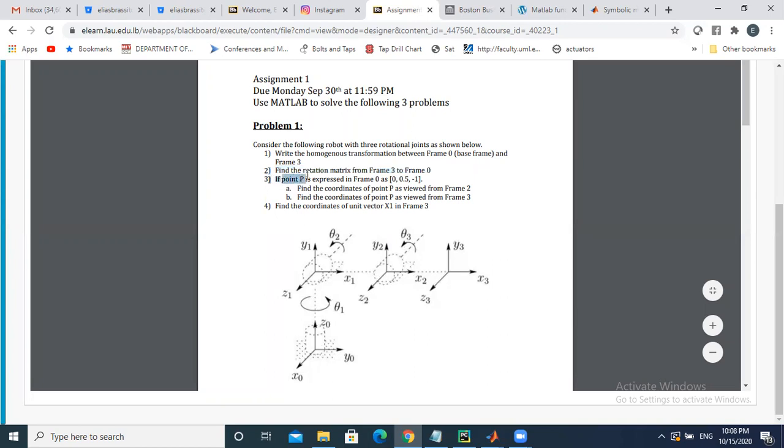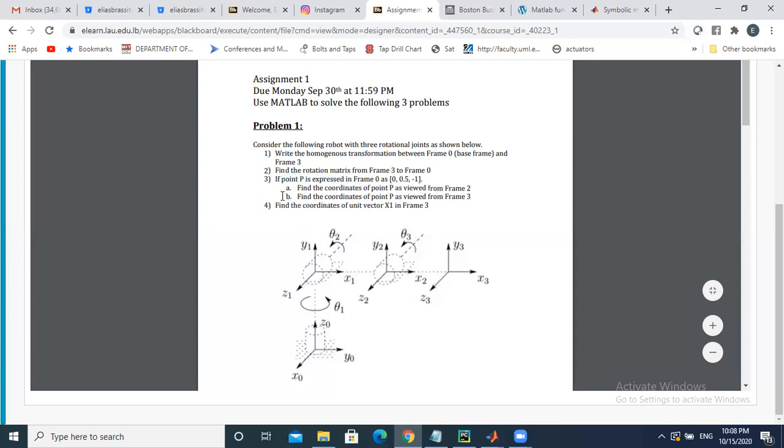Third, if point P is expressed in frame 0 as (0, 0.5, -1), we need to find the coordinate of P as viewed from frame 2. We can do that in Matlab very easily. And then find the coordinate of point P as viewed from frame 3. So we can view this point from frame 0, we can view it from all the frames. It's not a problem.